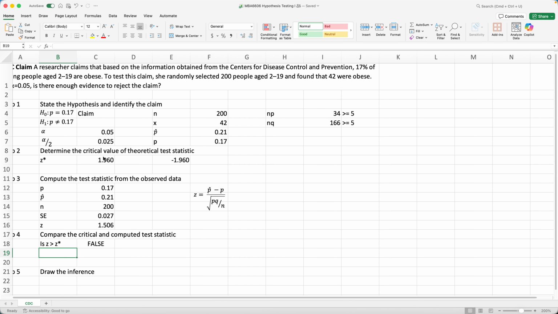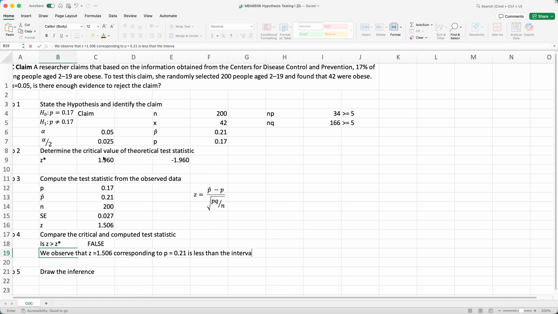False. We observe that Z equal to 1.506, corresponding to P hat equal to 0.21, is less than the limit of 1.96 for P equal to 0.17, right? That's what we observe.